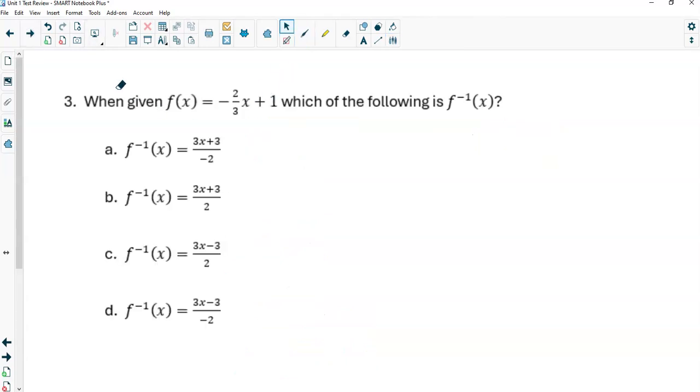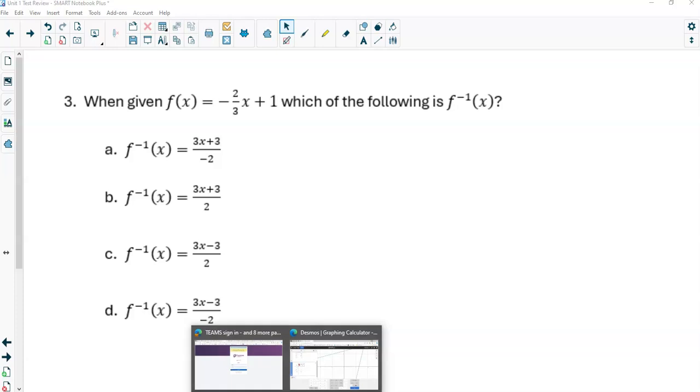On the third one, they are asking me f of x equals negative 2/3 x plus 1. Which of the following is the inverse function? Okay, if I was you, I would give values to these, right? I'm going to show you both ways. I would give values, and I would do it on decimals. I would go to my calculator, and here we go.